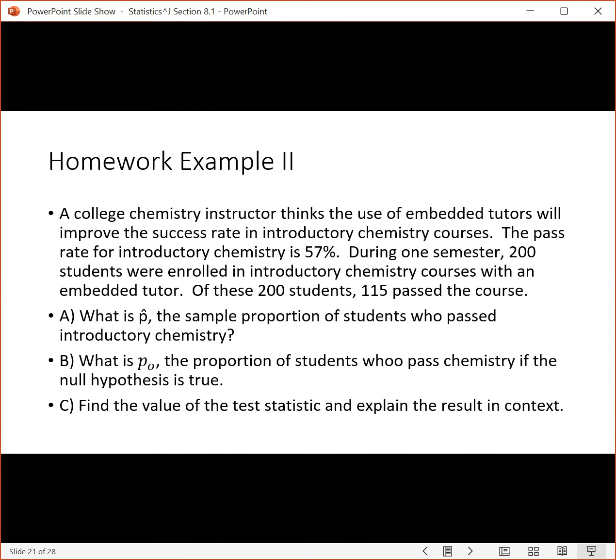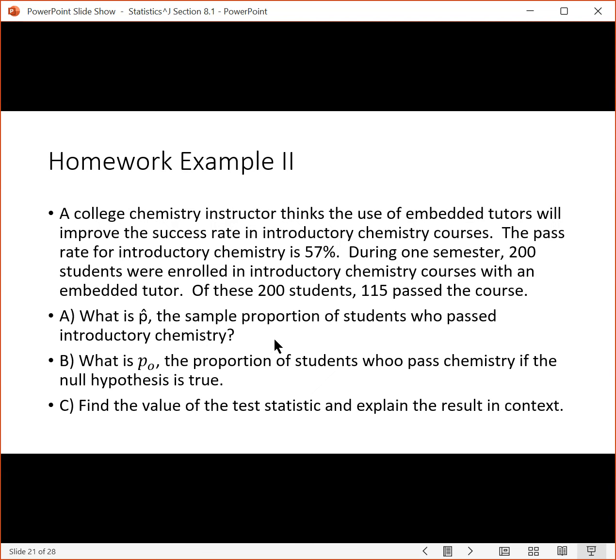All right, let's look at another example. This one's from the homework. A college chemistry instructor thinks the use of embedded tutors will improve the success rate in introductory chemistry courses. The pass rate for introductory chemistry is 57%. During one semester, 200 students were enrolled in introductory chemistry courses with an embedded tutor. Of these 200 students, 115 passed the course. What is p hat, the sample proportion of students who passed introductory chem? What is p naught, the proportion of students who passed chemistry if the null hypothesis were correct? And then find the value of the test statistic and explain the result in context.